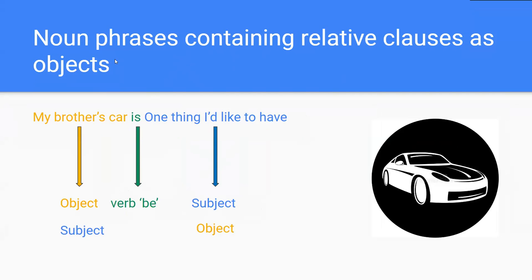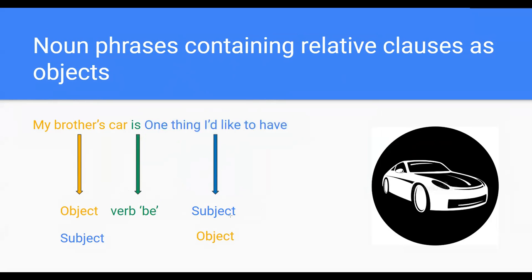However, we can use the relative clause as the object of the sentence. So now we're saying my brother's car is one thing I'd like to have. Now, if you see, right, the subject became the object of the sentence. And what is the object of the sentence? What is an object? I'm going to give you a tip. The object of a sentence is the same as the subject, okay? The subject is the same as the object. Right? What is the only difference? The subject is what or who we are talking about. And the object is the receiver of the action.